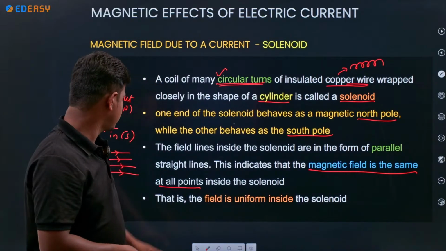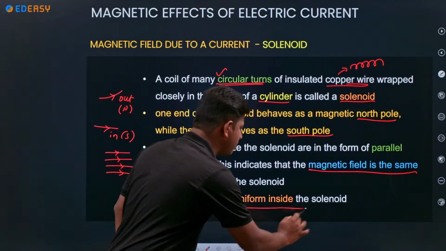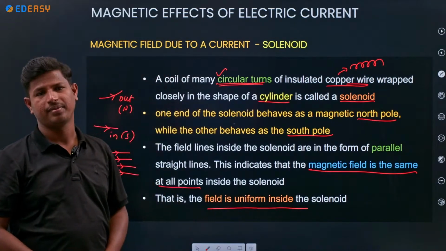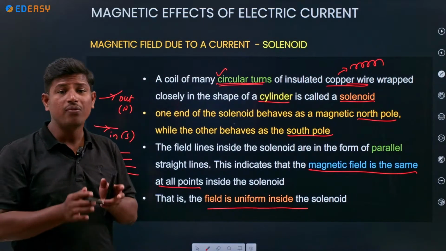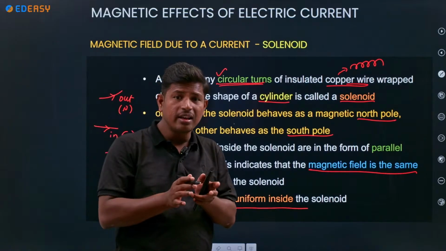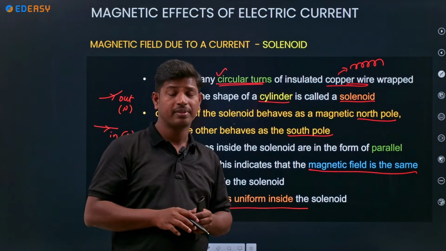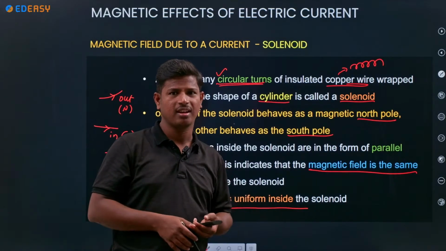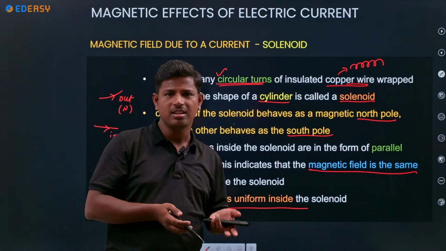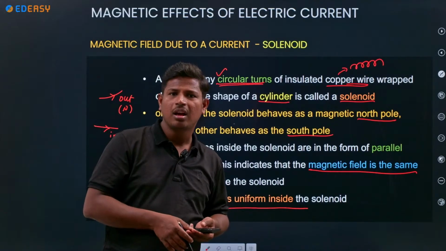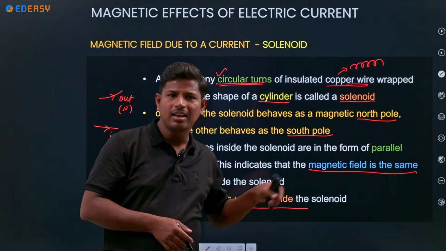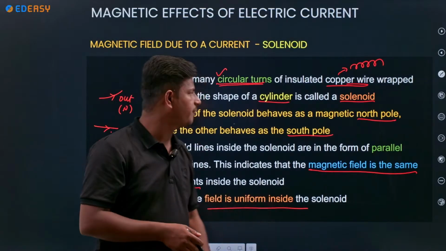Next, the field is uniform inside the solenoid. How will the field be? A uniform magnetic field, inside the solenoid. Outside it is not uniform, because the direction is changing, right? If the direction is changing, how can it be parallel and uniform? Inside the solenoid it is uniform.